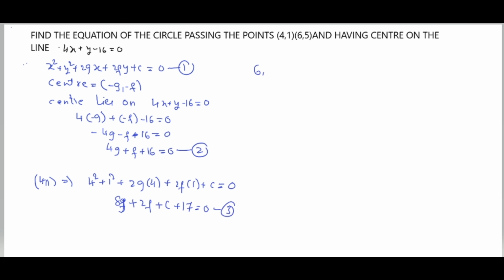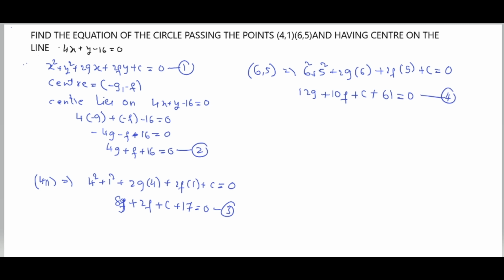And the second point is (6, 5). Substituting (6, 5) in the first equation, that is 6 square plus 5 square plus 2g into 6 plus 2f into 5 plus c is equal to 0. 2g into 6, that is 12g plus 10f plus c plus 6 square 36 plus 5 square 25. 36 plus 25, that is 61 is equal to 0. This is the fourth equation.